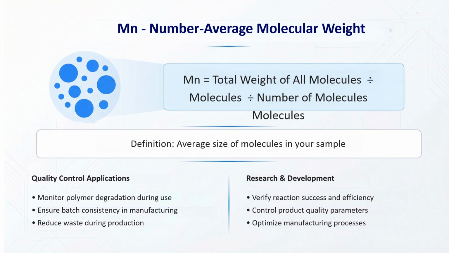MN, or number average molecular weight, tells us the average size of polymer chains when each molecule is counted equally. MN is especially useful for detecting polymer degradation, monitoring batch-to-batch consistency, and checking whether a polymerization reaction reached its target. If chains start breaking, MN drops first, which makes it a very sensitive quality indicator.